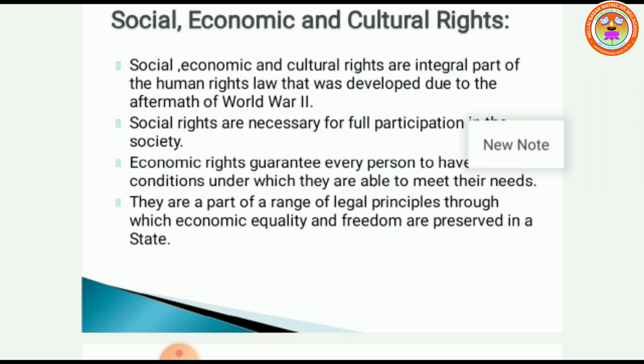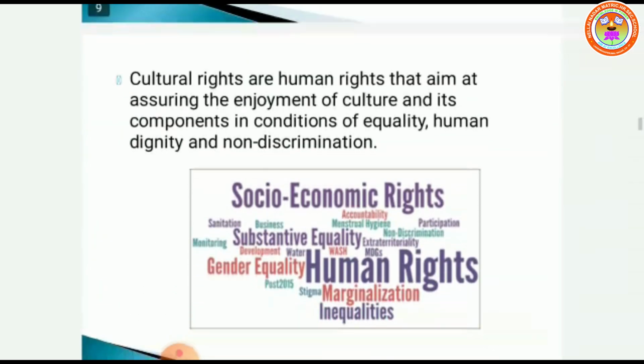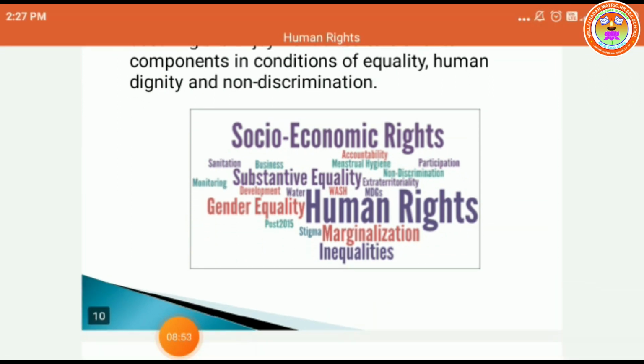So these economic, social, and cultural rights say that economically and socially, everybody is equal. Even though our culture is different, we are equal. Even though our language is different, we are all equal. Cultural rights are human rights that aim at ensuring the enjoyment of culture and its components in conditions of equality, human dignity, and non-discrimination.